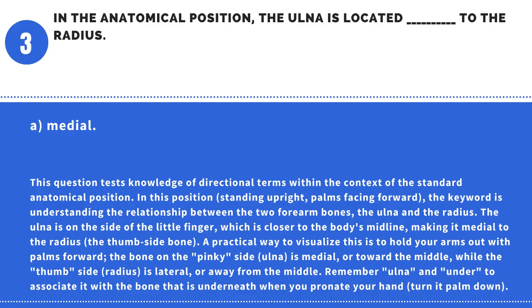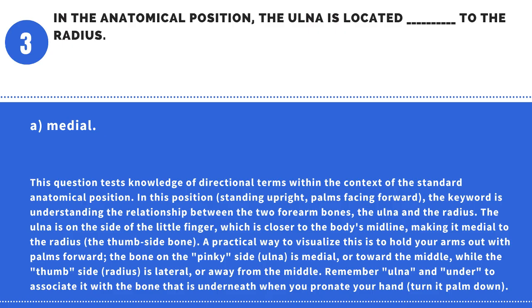A practical way to visualize this is to hold your arms out with palms forward. The bone on the pinky side, ulna, is medial, or toward the middle, while the thumb side, radius, is lateral, or away from the middle. Remember ulna and under to associate it with the bone that is underneath when you pronate your hand, turn it palm down.